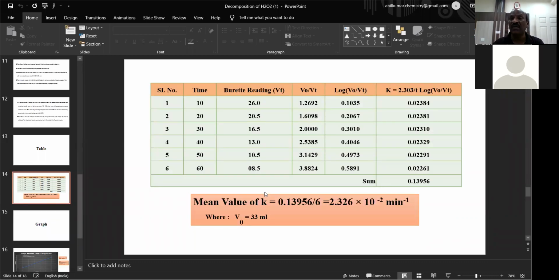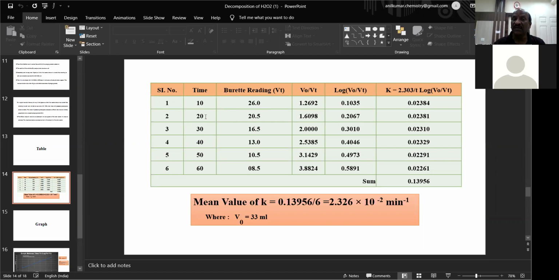You see, this is the tabular form. First, we have taken the V0 value, which we noted at zero time. The volume at zero time, the KMnO4 reading, is 33 ml. So the V0 value is 33, and we note down that V0 value. After 10 minutes, the burette reading we get is 26 ml.